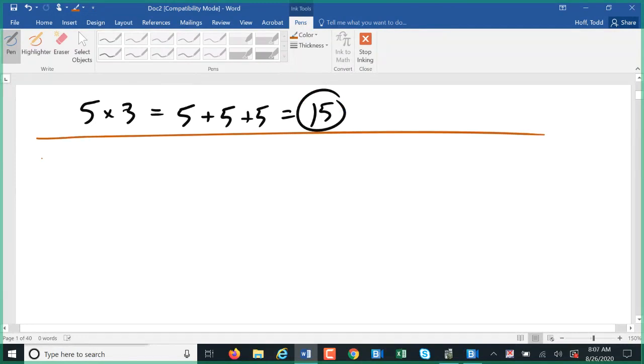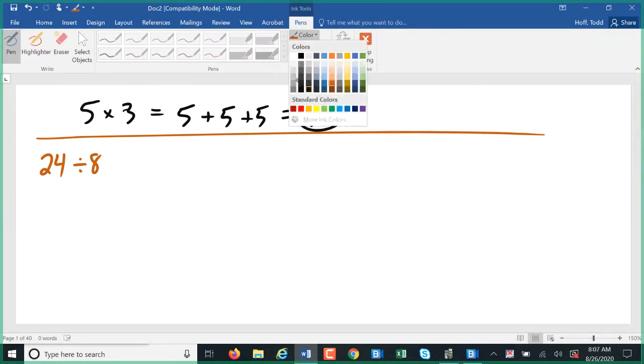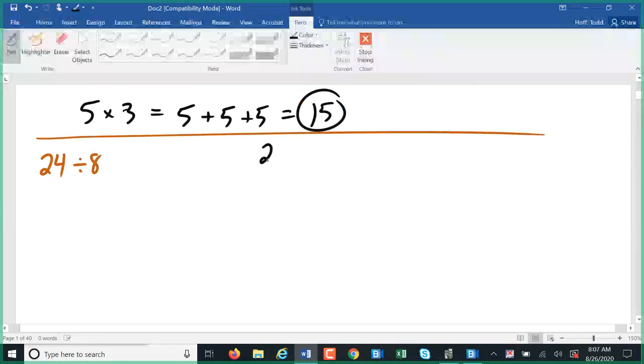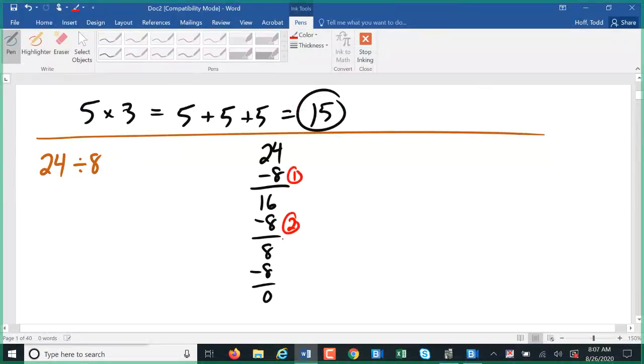Well, if multiplication is repeated addition, division is repeated subtraction. 24 divided by 8 is telling us to subtract 8 from 24. Subtract 8 from 24, we get 16. We subtract 8 again, we get 8. Subtract 8 again, we get 0. Subtracted 1, 2, 3 eighths. 24 divided by 8 is 3 because you can subtract 8 from 24 3 times before we hit 0.